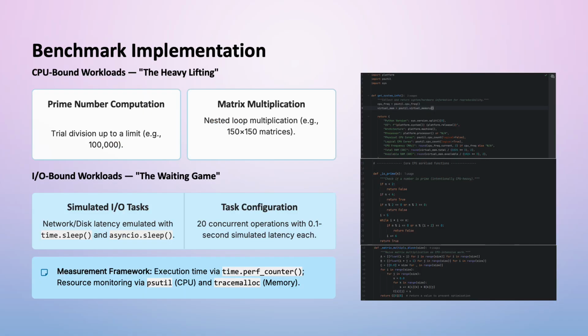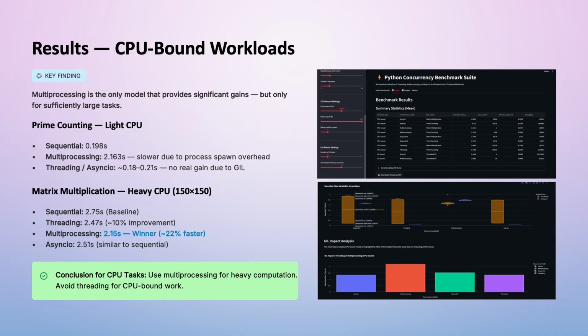I implemented two workload categories. For CPU bound tasks, I used prime number computation and matrix multiplication to stress computational limits. For IO bound tasks, I simulated network latency using simple sleep operations. The measurement framework captured execution time using high resolution timers, CPU utilization with psutil, and memory usage with tracemalloc. Each experiment was repeated multiple times to ensure consistency and reduce variability in the results.